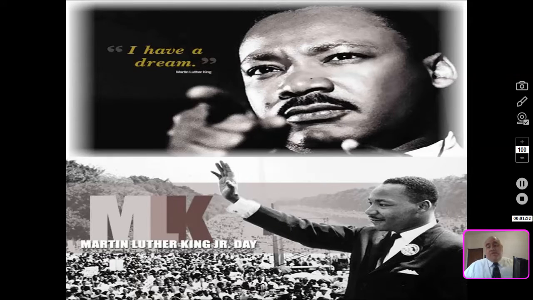He was a famous civil rights leader in our country. He's famous for the I Have a Dream speech. He did many remarkable things for our country, and that's why we honor him with this holiday on his birthday every year.